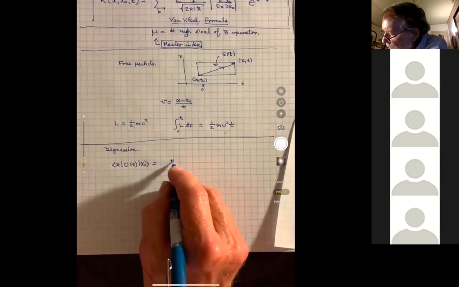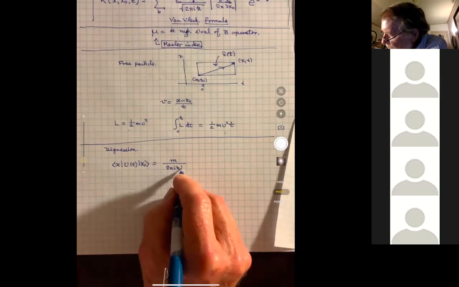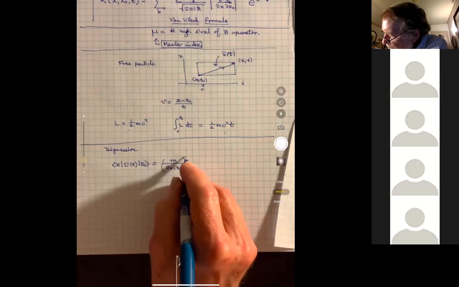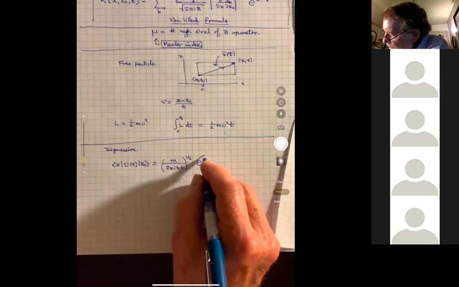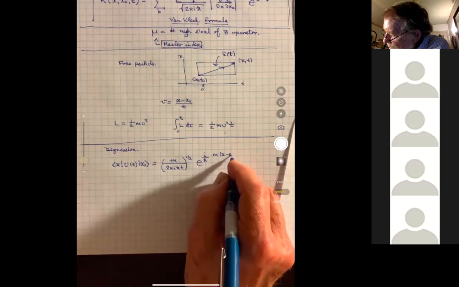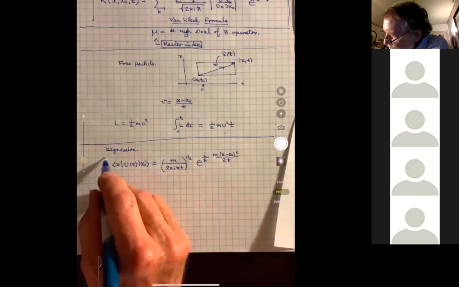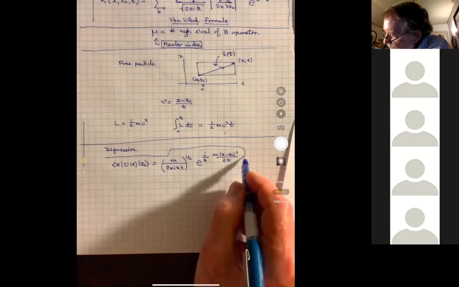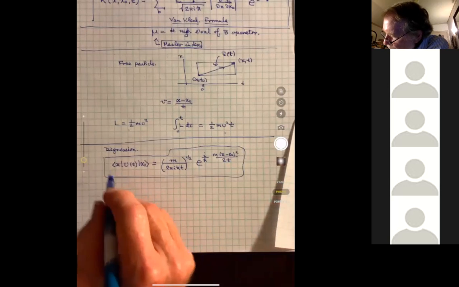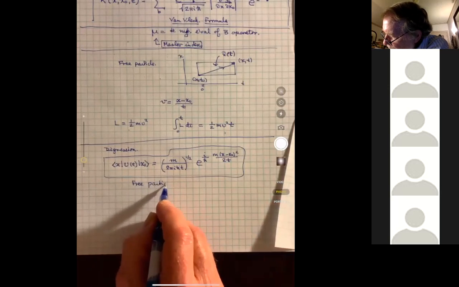The formula is this: it's the mass divided by 2 pi i h bar times the time t, to the 1/2 power, times e to the i over h bar, the mass times x minus x0 squared divided by twice the time. And you may wonder how I remember this formula. This is the free particle propagator, exact. We did it by quantum mechanics.